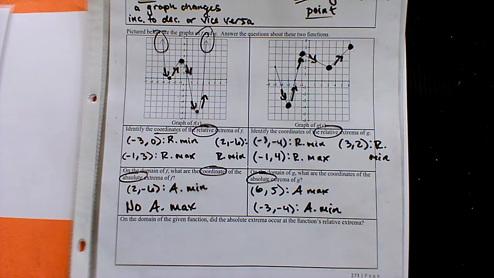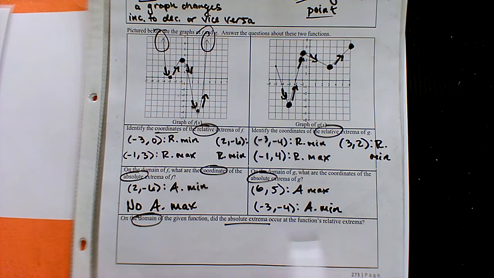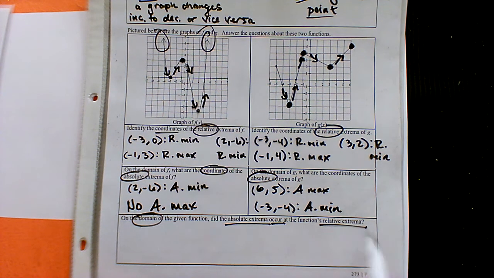Okay, so like Austin said earlier, this is kind of leading us into a way to determine where an absolute max or min might be located. So on a domain, we have some type of interval. It could be all real numbers. It could be a little section. Did the absolute extrema occur at a relative location?